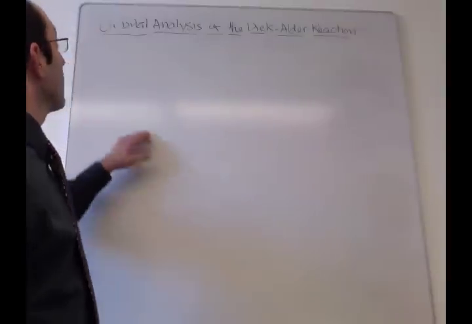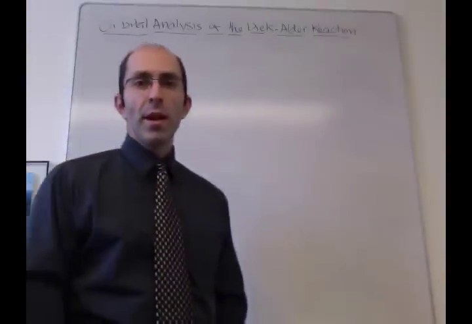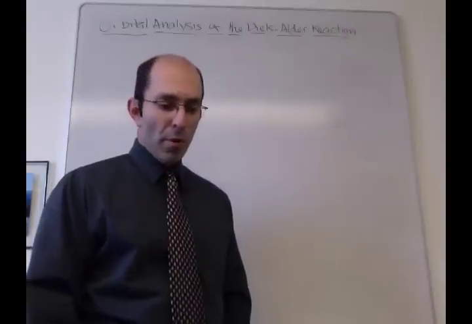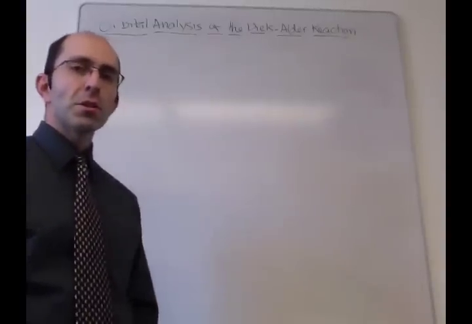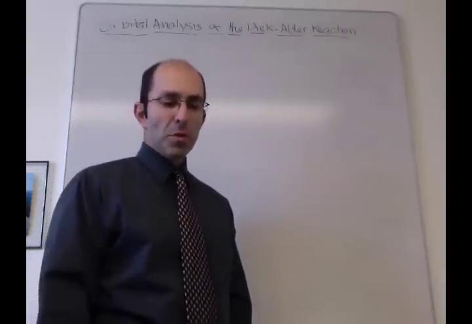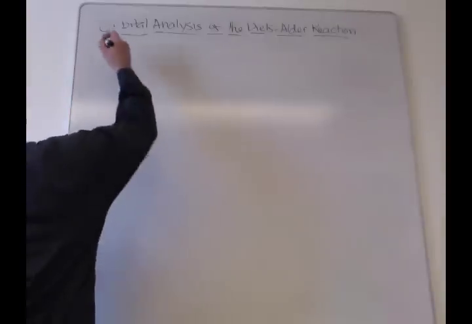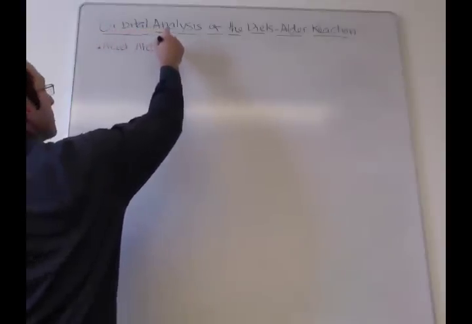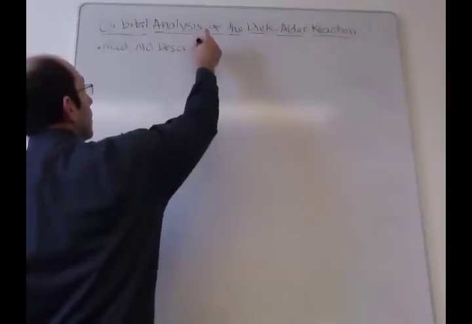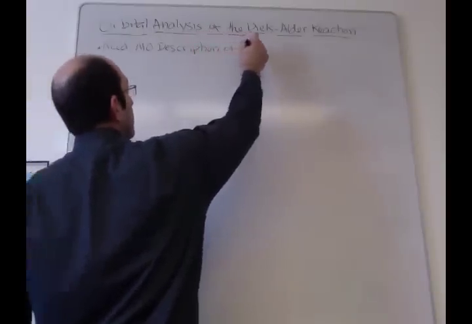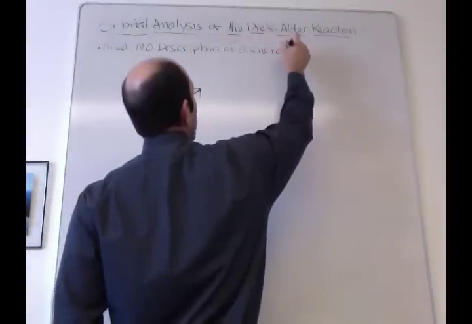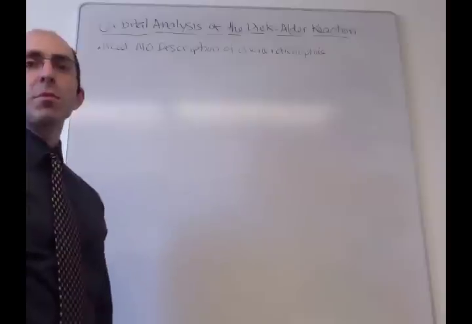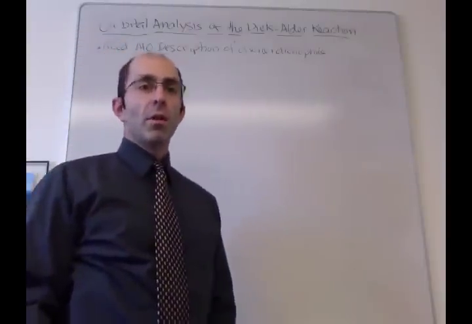So what we're going to talk about is the orbital analysis of the Diels-Alder reaction. And then I hope you can apply this when you're thinking about 2 + 2 or 4 + 4 reactions. So the key for us is to understand the molecular orbital description for the diene and the dienophile. Right? So we need the MO description of the diene and the dienophile. Right? And what we're going to do is take the simplest case, which is butadiene plus ethylene.